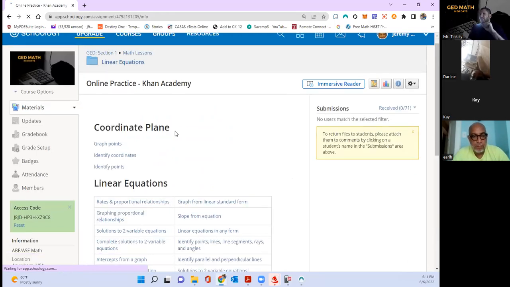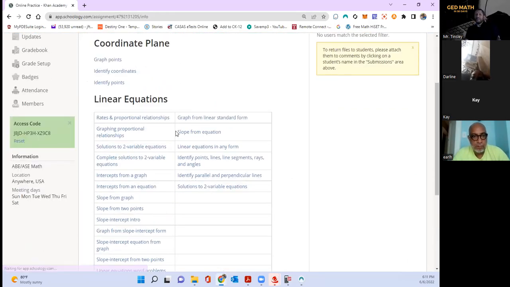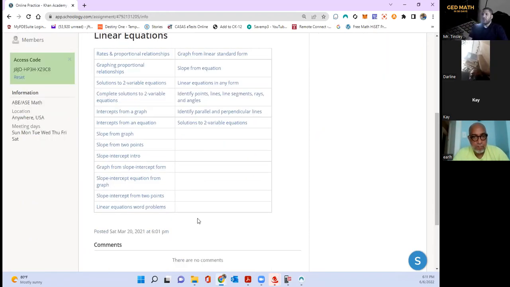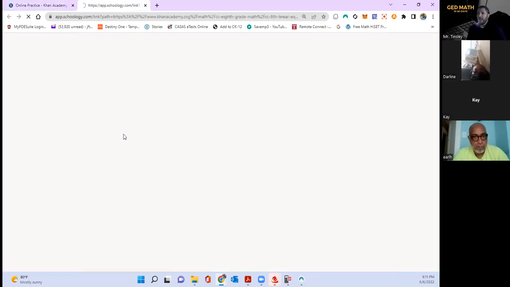Okay. Now, if you notice, there's a lot of concepts in linear equations. This is probably the most important area on your GED exam. It will be anywhere from 7 to 10 questions on your exam. So slope intercept from 2 points, slope from an equation, graph from linear standard form. Let's see, I wanted slope from a graph right here. So I could click on that.